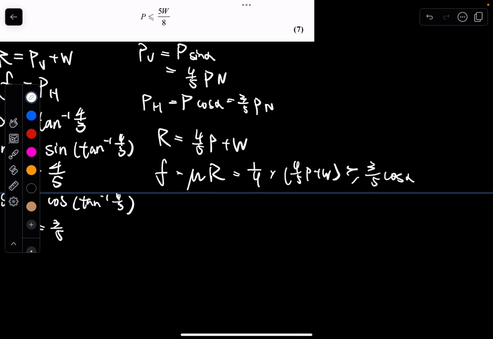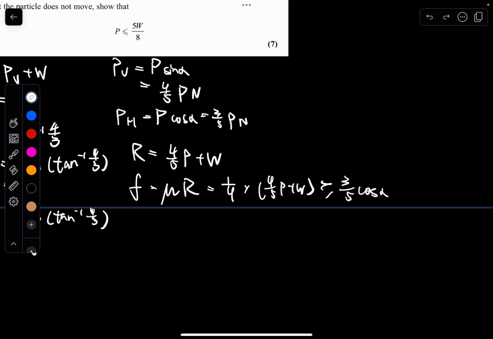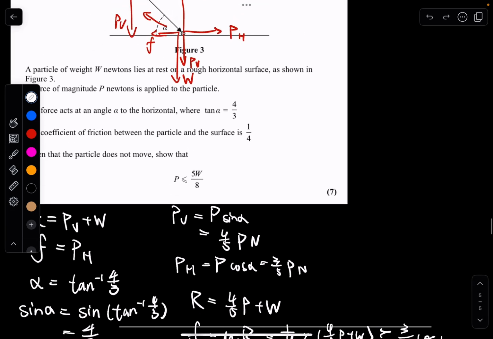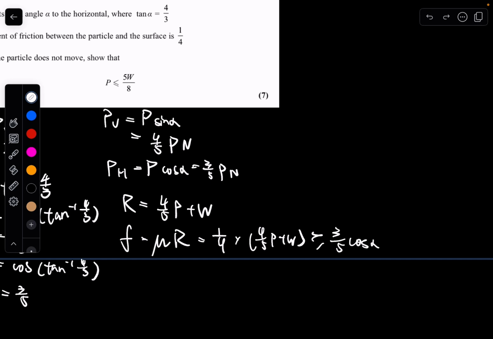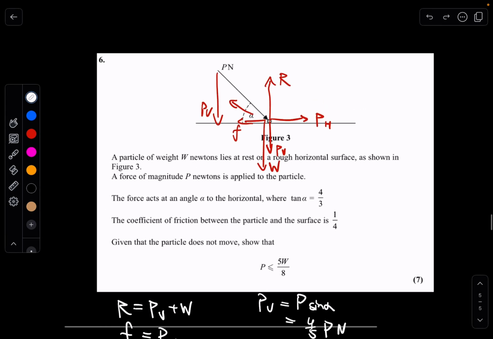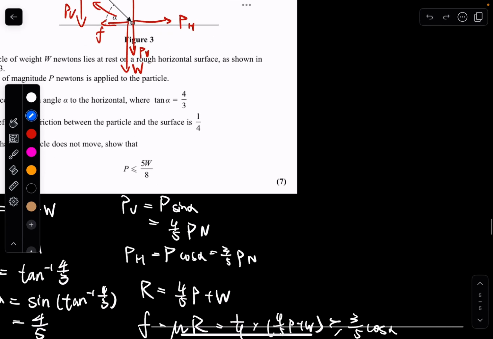Alright, you might be asking, why is it more than equal to? Let's think about it this way. If it's less than equal to this number, which is PH, then that means PH is larger than the friction. That means the horizontal portion of this vector right here, this arrow right here, would be enough to push the ball towards the right, because the friction towards the left is not enough.